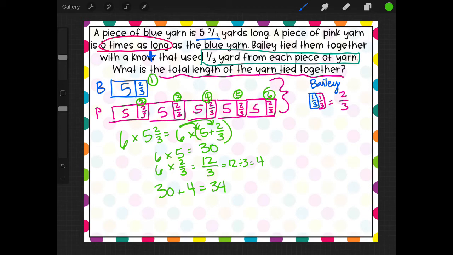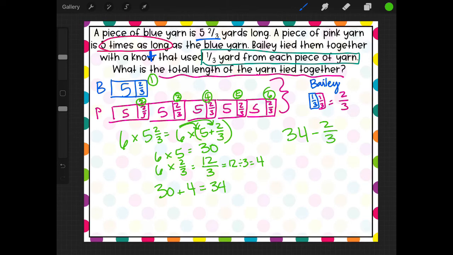But that's not my final answer, because remember, the question isn't what is the length of the rope altogether. We have to remember that Bailey tied a knot in them. And she used 1/3 of a yard from each piece of yarn. So I'm going to need to subtract 34 minus 2/3. Now the way we've done this in the past is to look at this and draw a model, but I don't want to draw 34 wholes. That would just take a long time, and when I'm only subtracting 2/3, I don't really need to draw out 34 wholes.